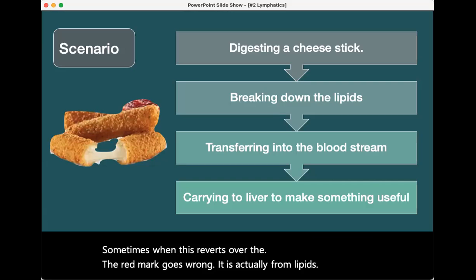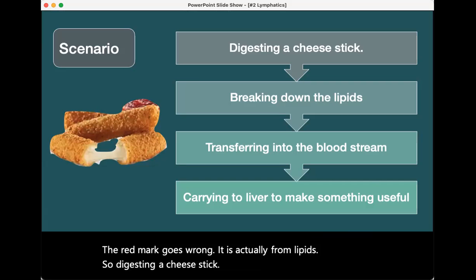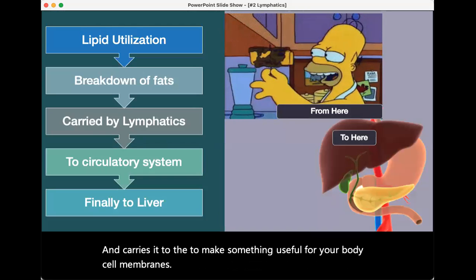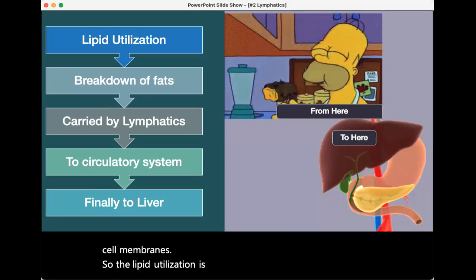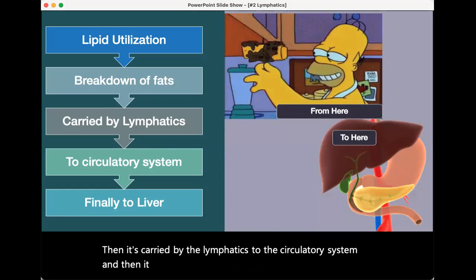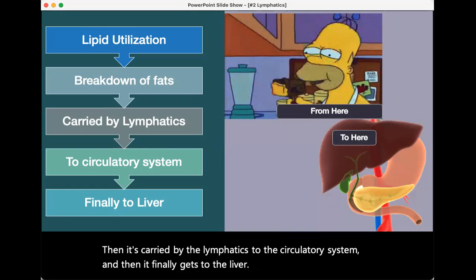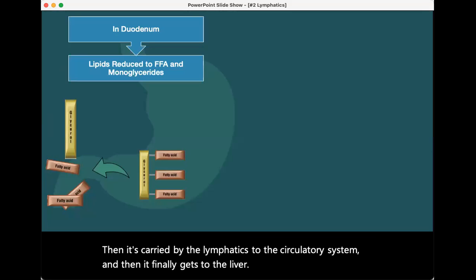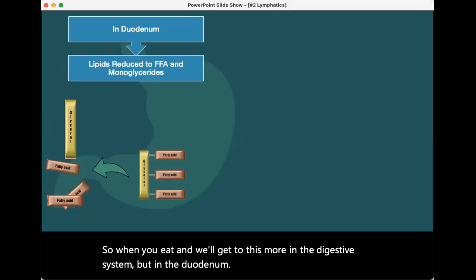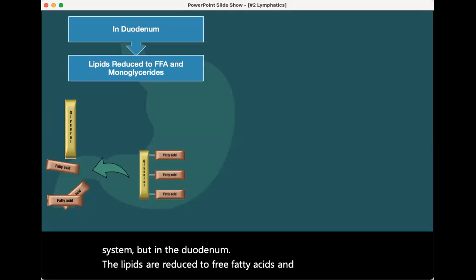So digesting a cheese stick, for example, breaks down the lipids, transfers this into the bloodstream, and carries it to the liver to make something useful for your body, like cell membranes. So the lipid utilization is the breakdown of fats, then it's carried by the lymphatics to the circulatory system, and then it finally gets to the liver. So when you eat, and we'll get to this more in the digestive system, in the duodenum, the lipids are reduced to free fatty acids and monoglycerides. So all of this happens here in the duodenum.